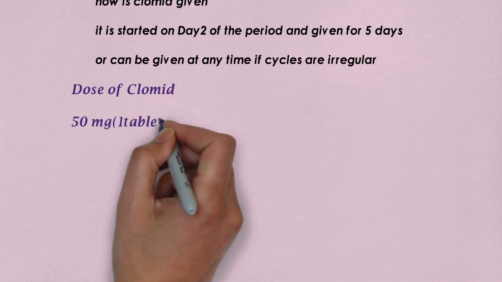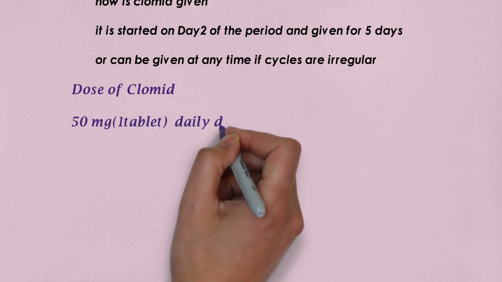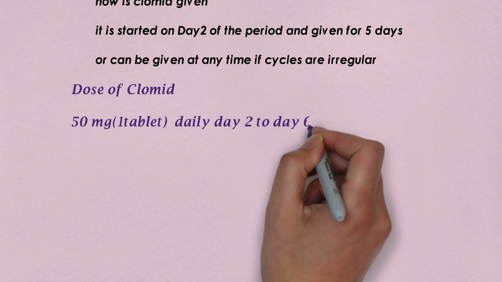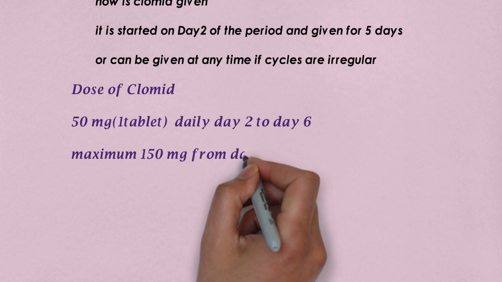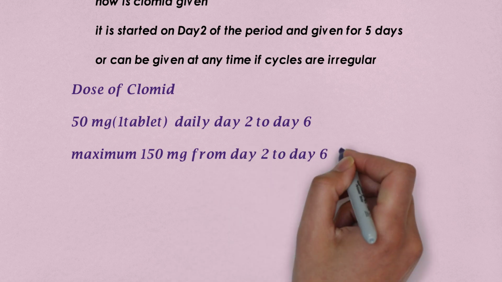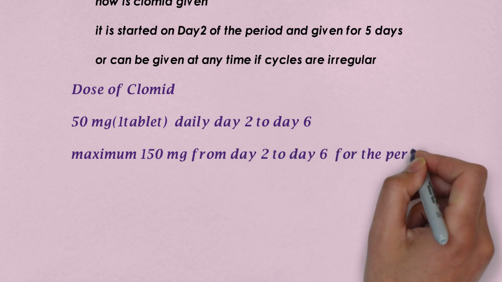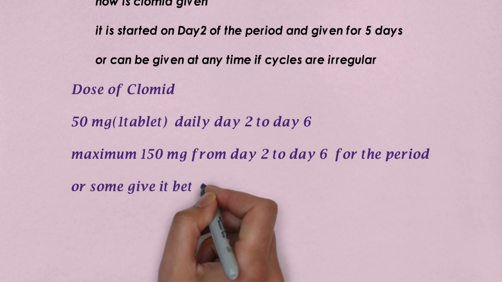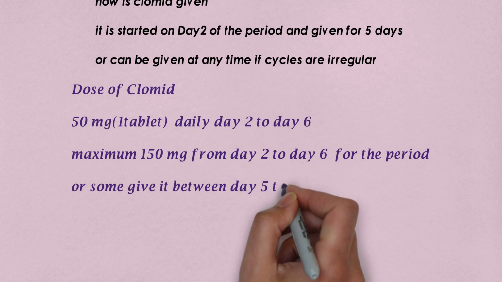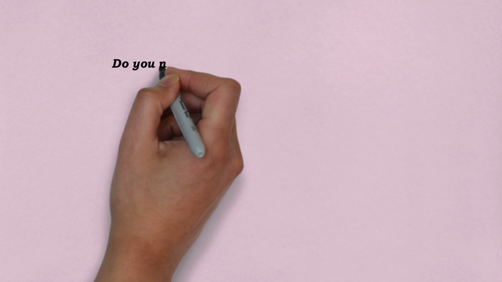Each tablet is about 50 milligram, and the dose usually is a minimum of 50 milligram from day 2 to day 6, that's 5 days, and a maximum of 150 milligram, that's 3 tablets a day, from day 2 to day 6. In some cases, you can still give it between day 5 and day 9. We do not exceed the dose of 150.